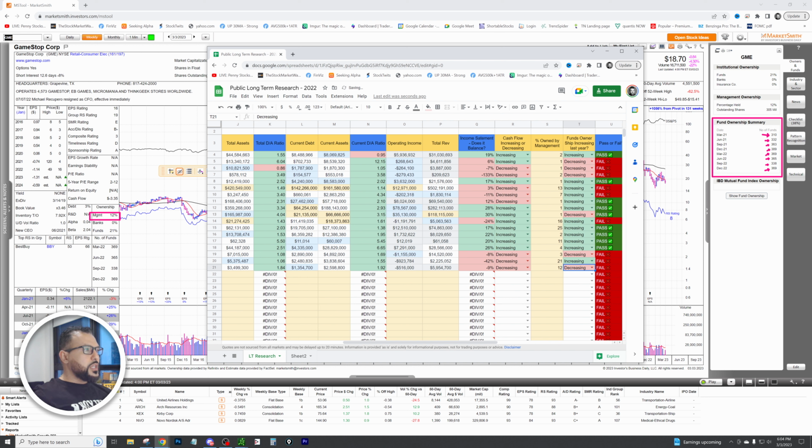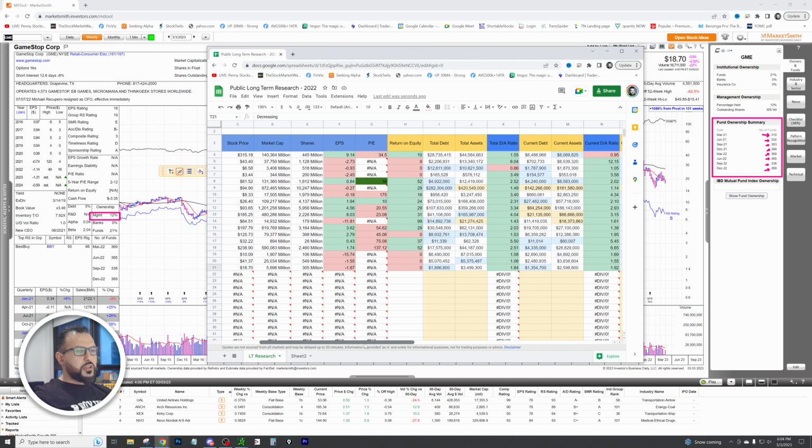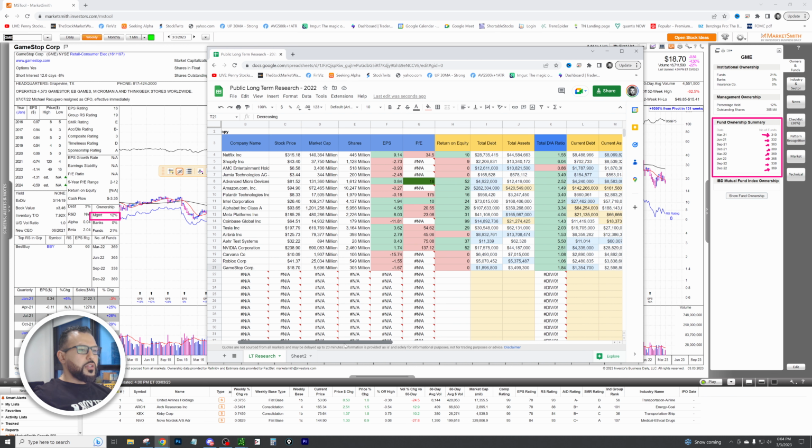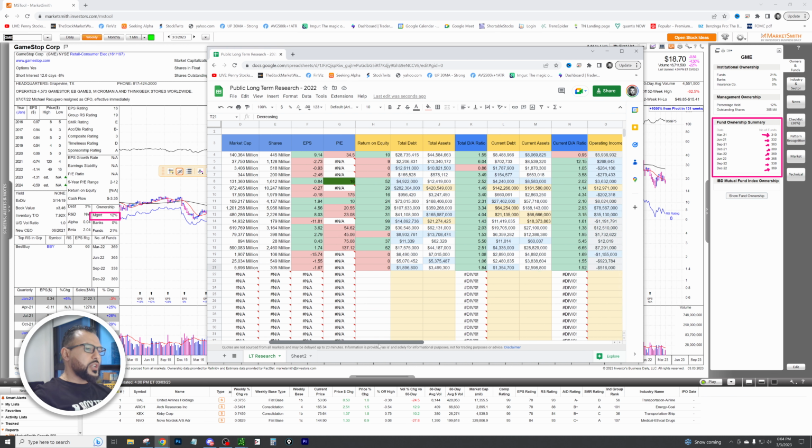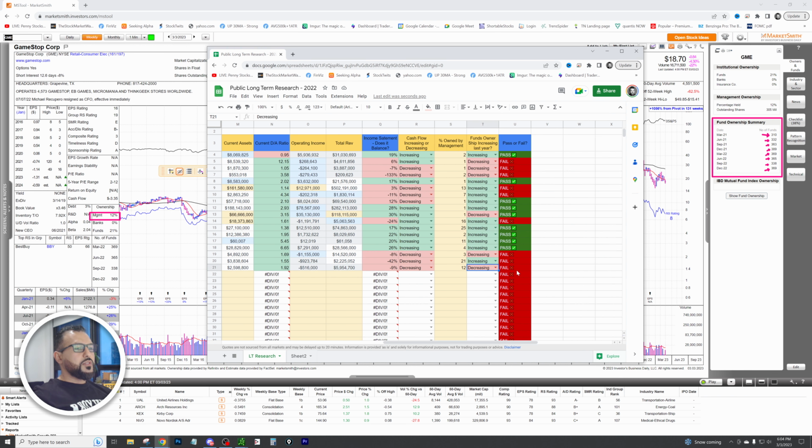All right, so we're going to get ourselves a fat fail here for GME. You can see right here we have that fail come up, and that's simply because there wasn't enough green on this list. All right, we didn't hit enough green things. We didn't meet enough criteria for this Excel sheet to give us a pass.